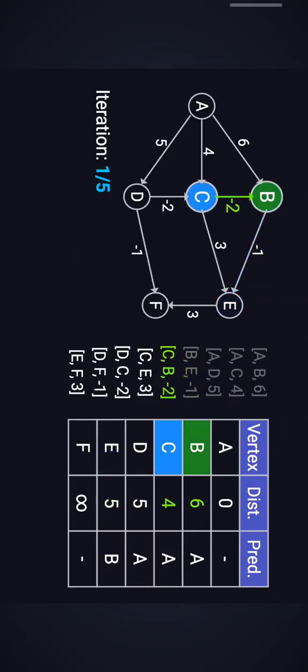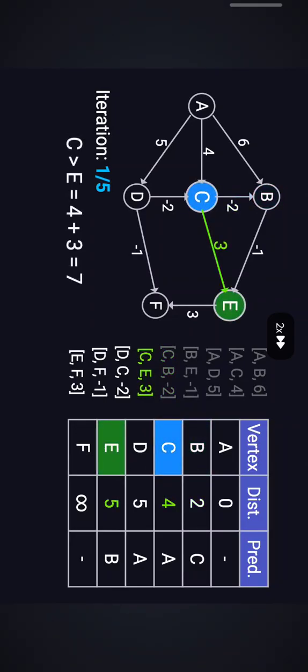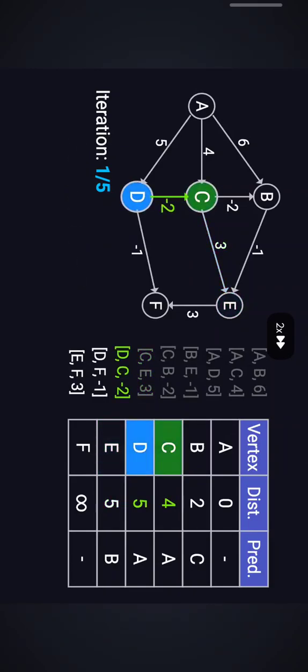Then we check the edge from C to B, which has a weight of -2. Since C's shortest distance is 4, 4 plus -2 equals 2, which is smaller than B's current distance, 6, so we update B's shortest distance to 2 and set C as its predecessor. Continuing, we check the edge from C to E, which has a weight of 3. Since C's shortest distance is 4, 4 plus 3 equals 7, which is greater than E's current distance, 5, so no update is made.